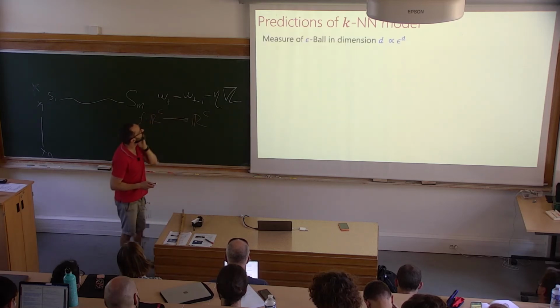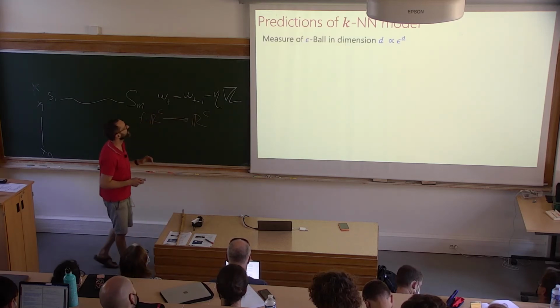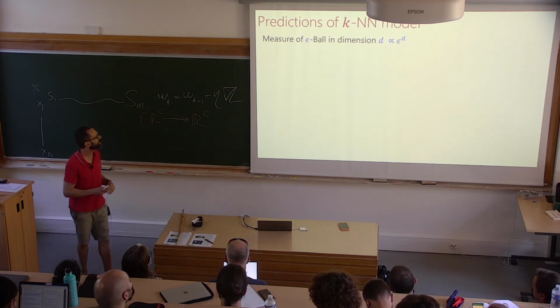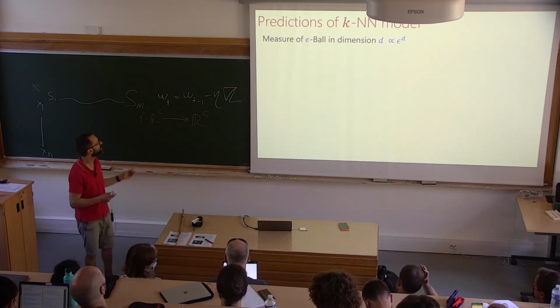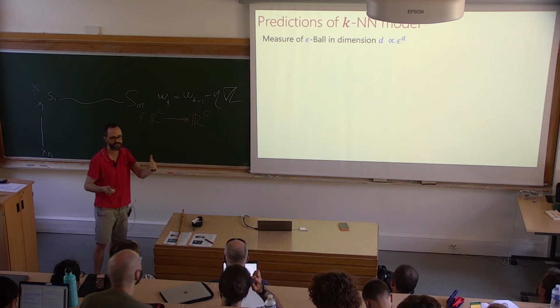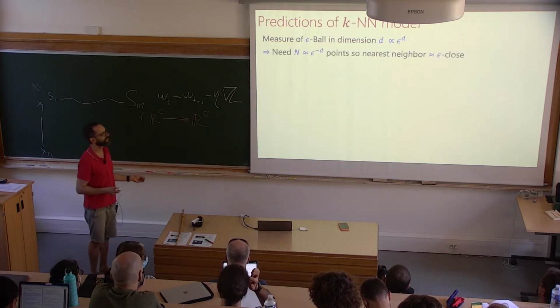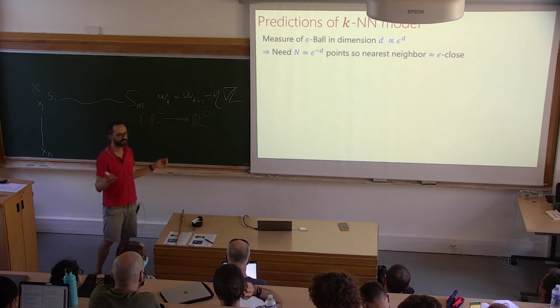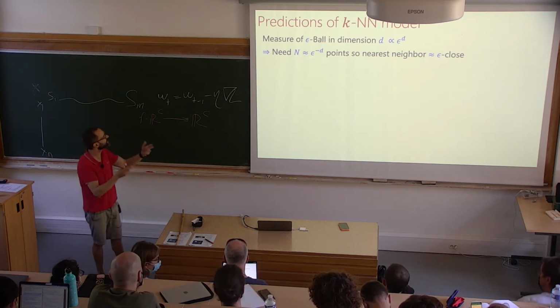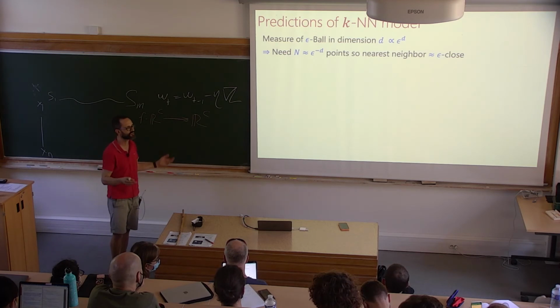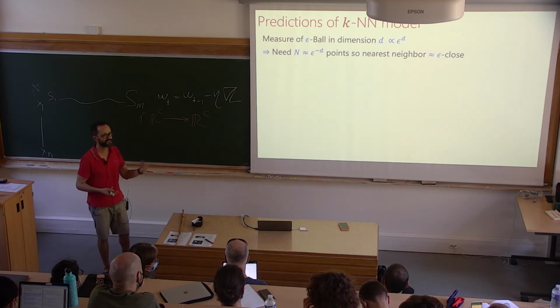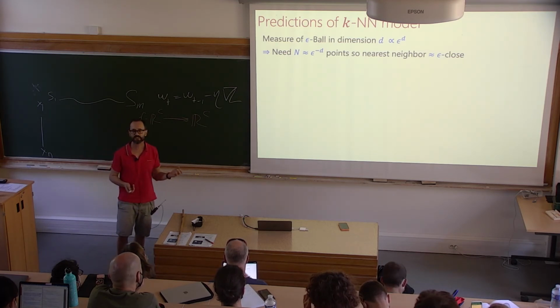So here is some other prediction. Basically, if you have an epsilon ball in dimension d, then its measure scales like epsilon to the d. Roughly speaking, if you are in a d-dimensional manifold, you need epsilon to the minus d points to ensure that the nearest neighbor would typically be at distance epsilon from you.